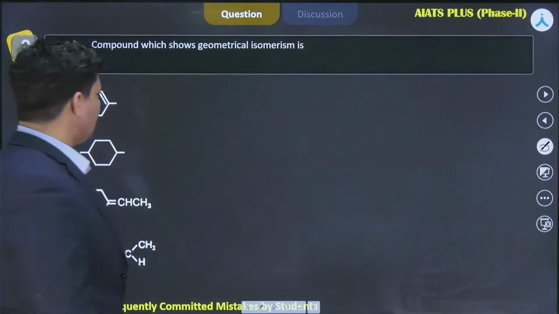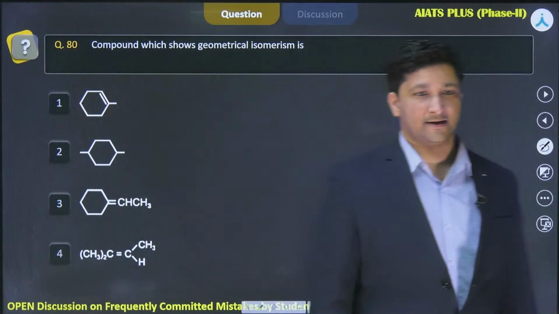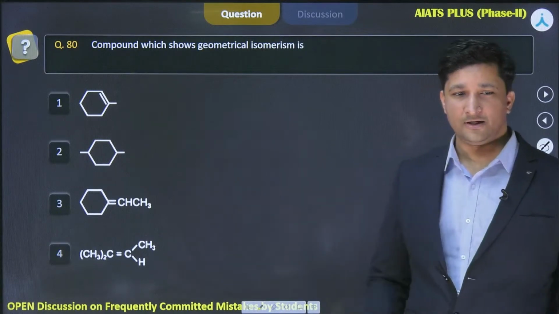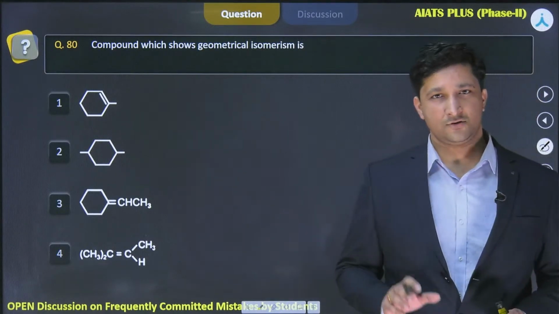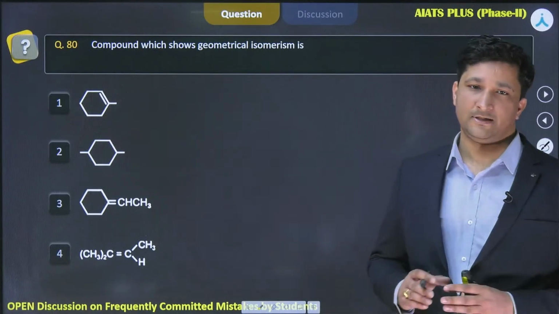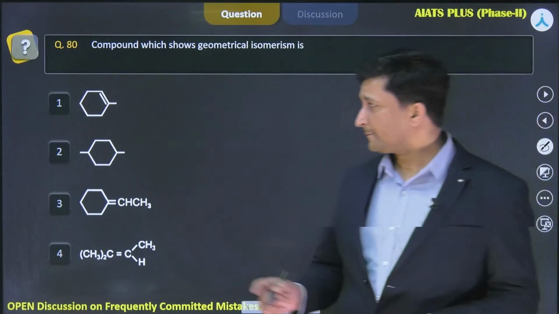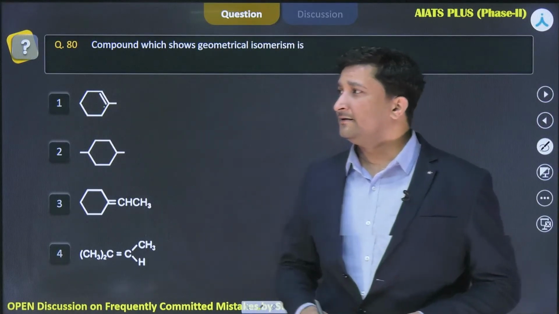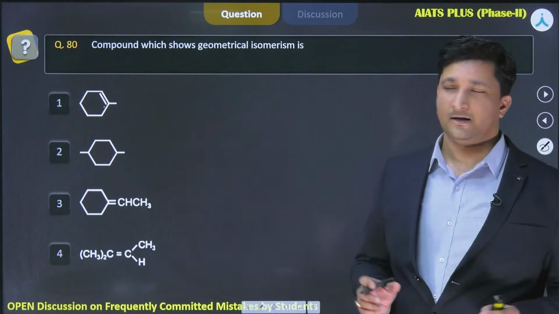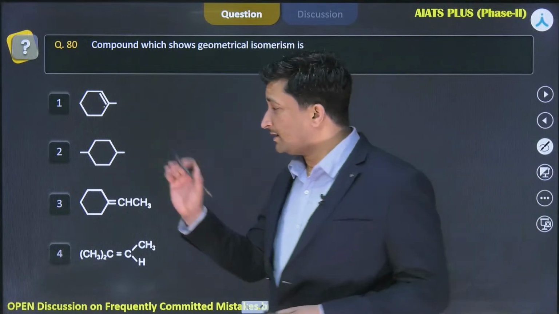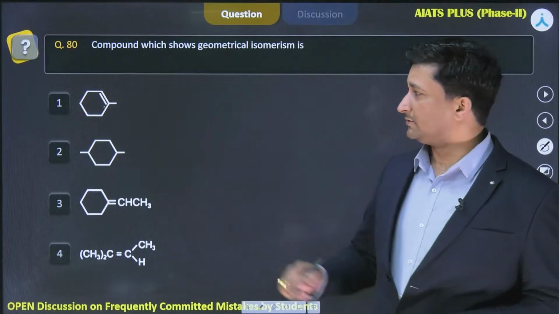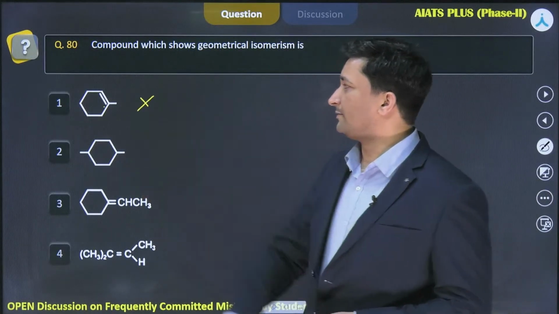Compounds which show geometrical isomerism is. Now what will be the correct answer here? Any shortcut? No, there is no shortcut here, only practicing. By practicing, you will be able to find out how the compounds will show geometrical isomerism. This thing is by practice. Can we call this molecule as having geometrical isomers? Can you draw a certain molecule which has different orientation, which has different arrangement? So this is not there, okay? This will not form a geometrical isomer.